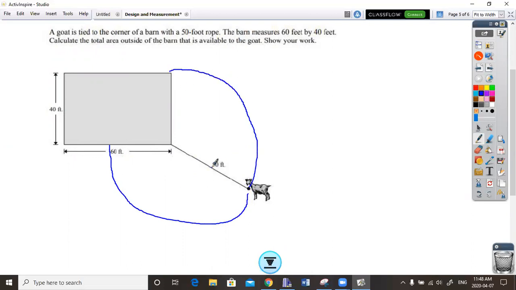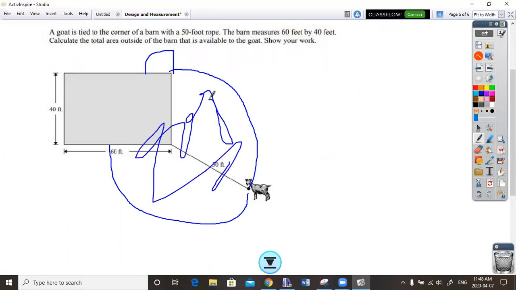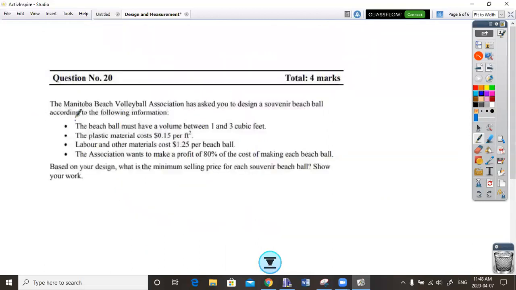Of course that's 50 feet and that's 40, so there's going to be some overlap here. Something like that might help you. So you want to find out what that total area is. That's the first question. Second question I'd like you to work on.